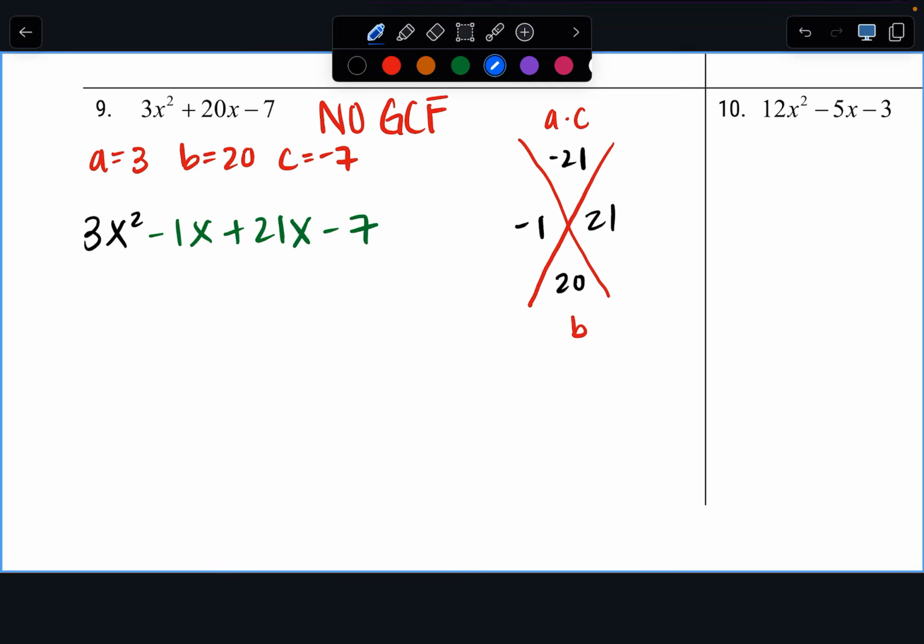Grouping. What am I grouping, Gabriel? Grouping. What am I grouping together? The 3x squared and the 1x. The 21x and the 7. Try to finish this on your own.